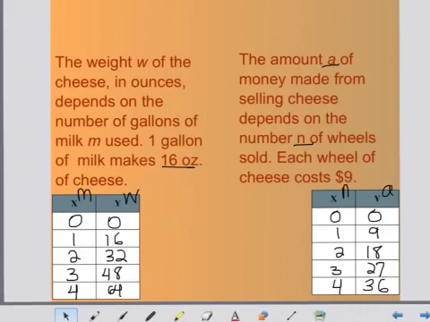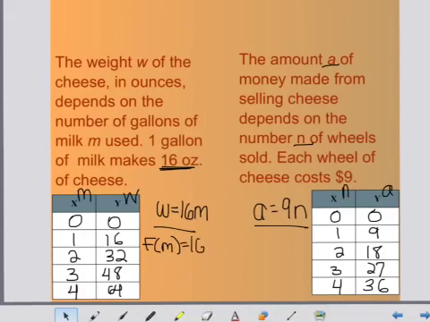So we can see that the relationship here is that W, the weight, equals 16 times the number of gallons. Whereas in the other one, the amount that you make is $9 per wheel of cheese. So we have our two equations that we're going to graph. If we wrote them as functions, it would be a function of the independent variable equals 16m, and a function of the independent variable equals 9n. So these are two separate functions.